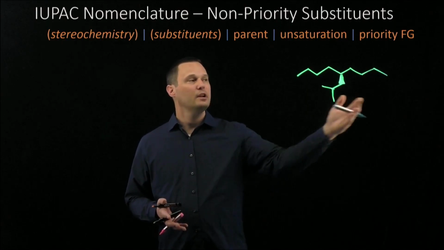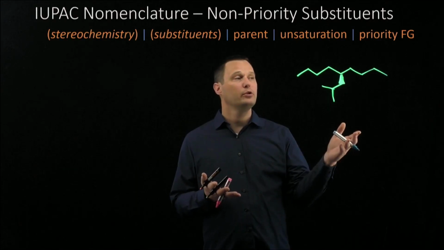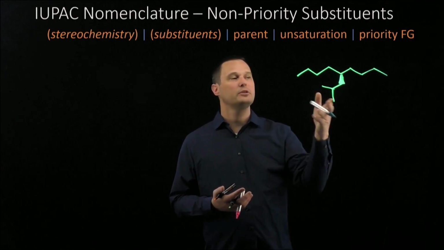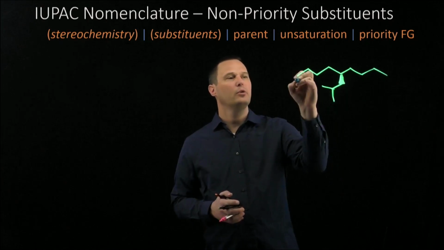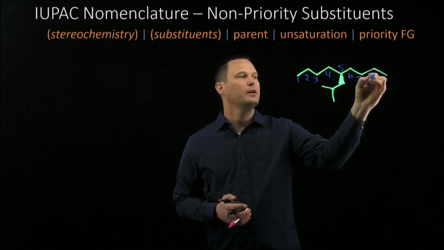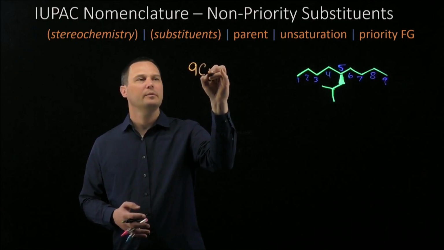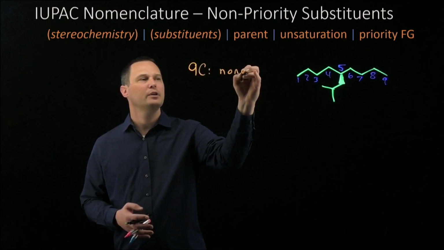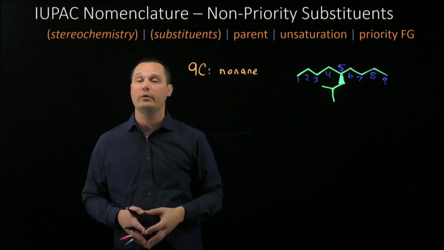The next step is to number the parent chain to give the highest priority group the lowest possible number. There is no high priority group in this molecule, so we'll number to give this substituent the lowest possible number. And whether we start from the right or the left, that group will always be at carbon number 5, so we'll just number it left to right to put that group at carbon number 5. Next, we name the parent hydrocarbon. With 9 carbons in the longest consecutive chain, the parent hydrocarbon is nonane. And with no unsaturation or priority functional group, it remains nonane.